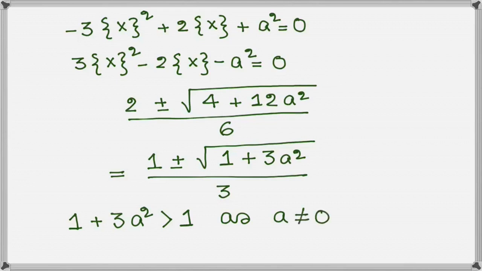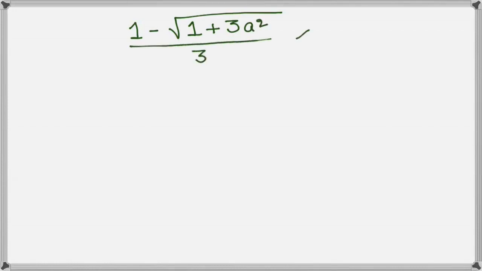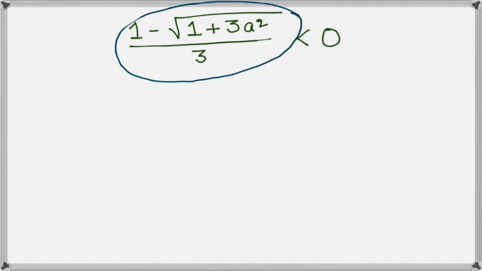So therefore we have 1 minus square root of 1 plus 3a square, divided by 3, is strictly less than 0. But we know that fractional part of x is always bigger than or equal to 0. So therefore this cannot be a possible choice for fractional part of x.